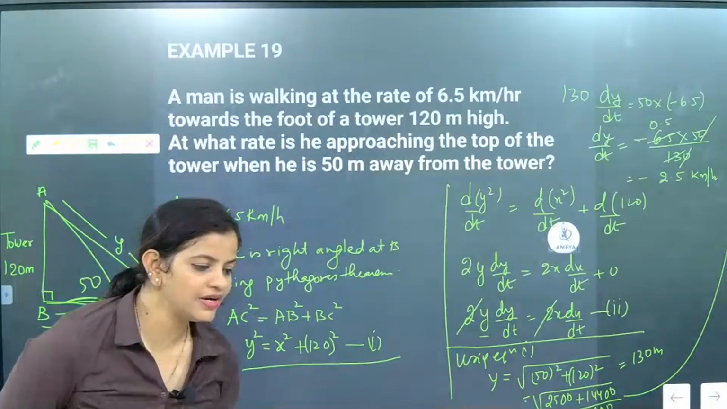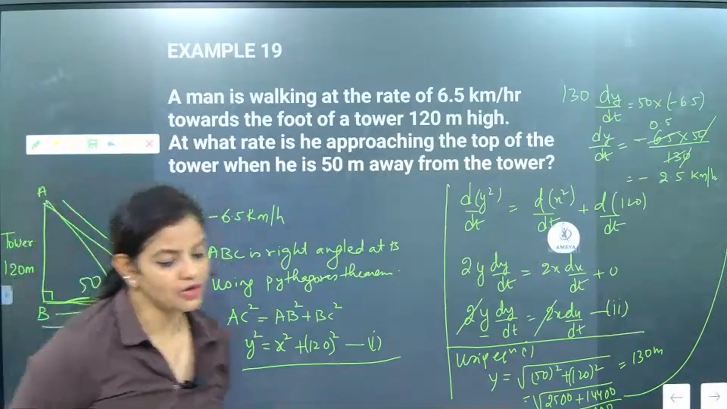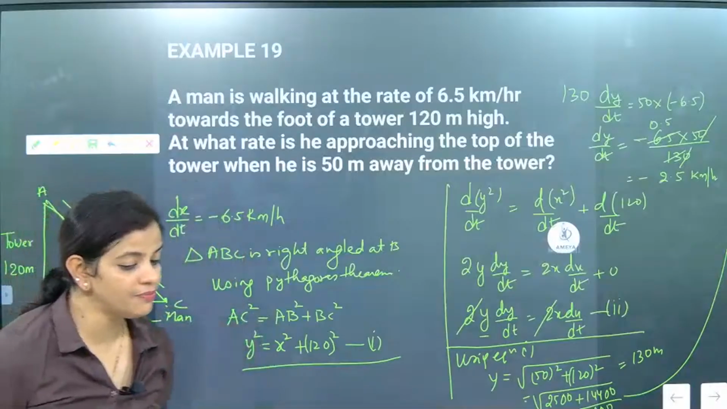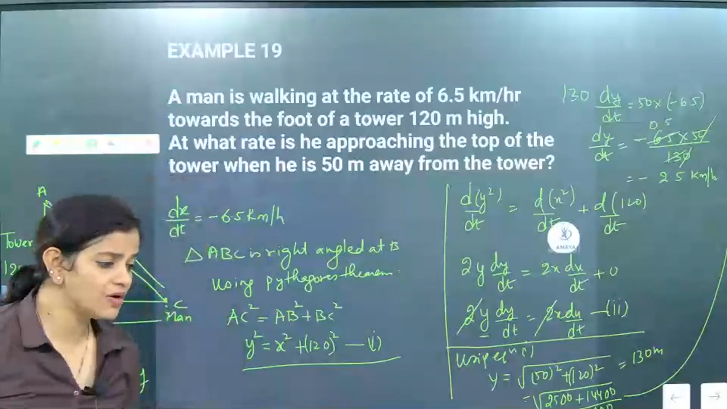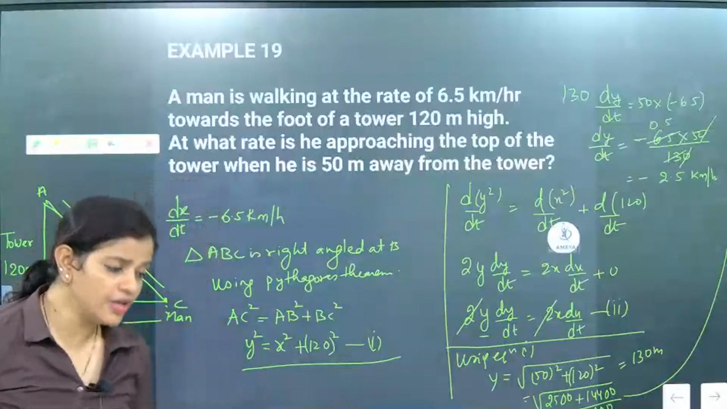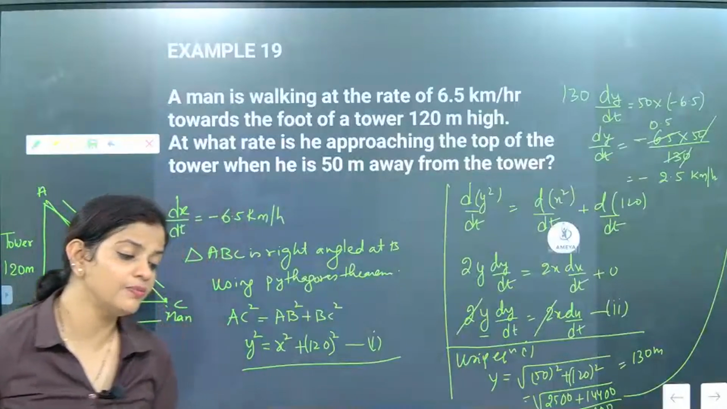Yes beta, these questions I'm solving right now are already important questions. The question I just solved is a very important question. This question already came in the board examination.